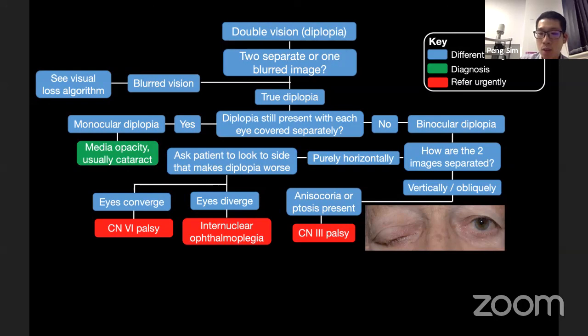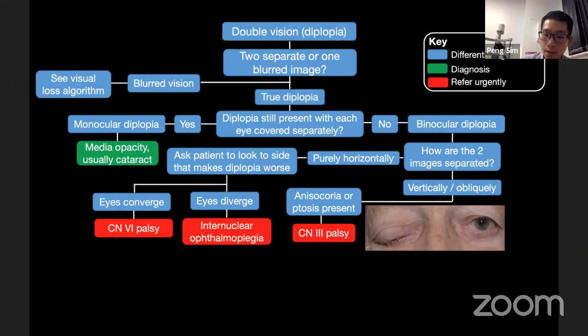Usually they get a combination of pupil and lid signs, or they can get an incomplete third nerve palsy. But the important thing to say is that in medical school, we are taught to try to differentiate on the basis of whether this is a medical or surgical third nerve, or whether or not the pupil's involved.